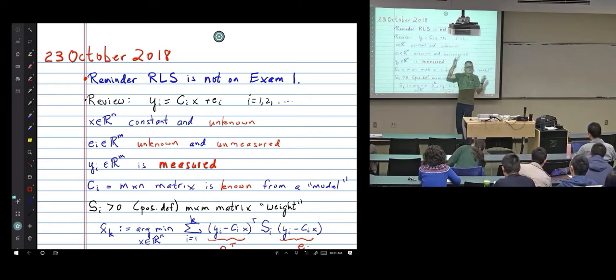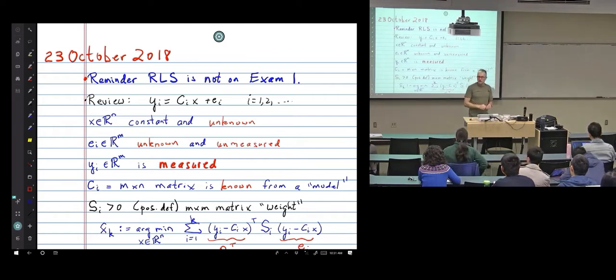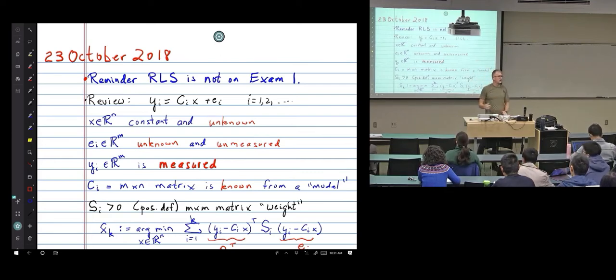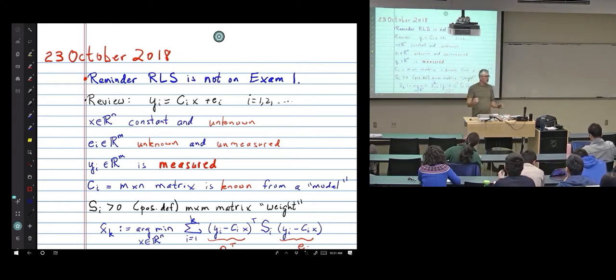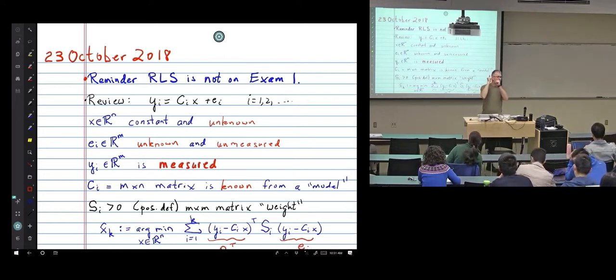So what were we really doing? We were minimizing what we have to add to the equations, what we have to pull out of the air to make the equations consistent. Minimizing y minus c_i x is the same thing as minimizing e_i. It's minimizing what we have to add to make the equations correct, the uncertainty.